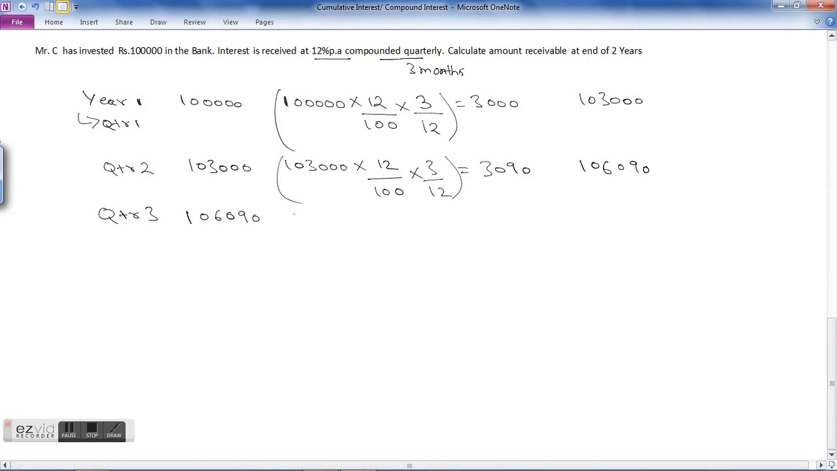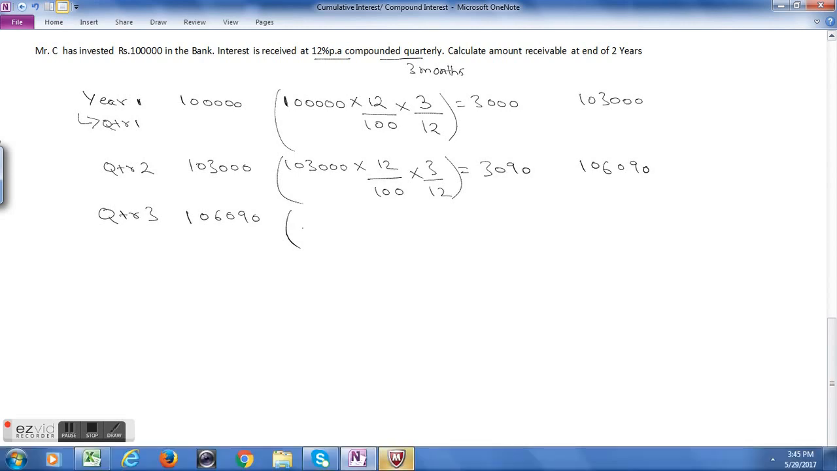Then quarter 3, 106,090 is the balance. Now you will receive the interest of 106,090 into 12 by 100 into 3 by 12. That comes to 3182. Okay, so the amount is 109,272.70. So this is the total amount at the end of quarter 3.